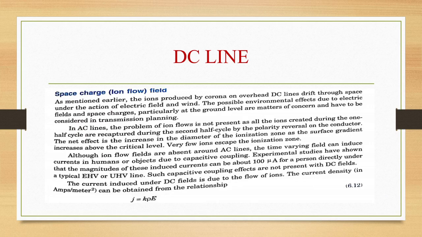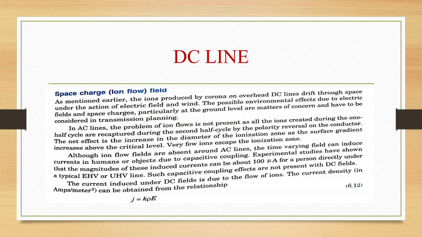Space charge ion flow field. Ions produced by corona on overhead DC lines drift through space under the action of electric field and wind. The possible environmental effects due to electric fields and space charges, particularly at the ground level, are matters of concern and have to be considered in transmission planning.